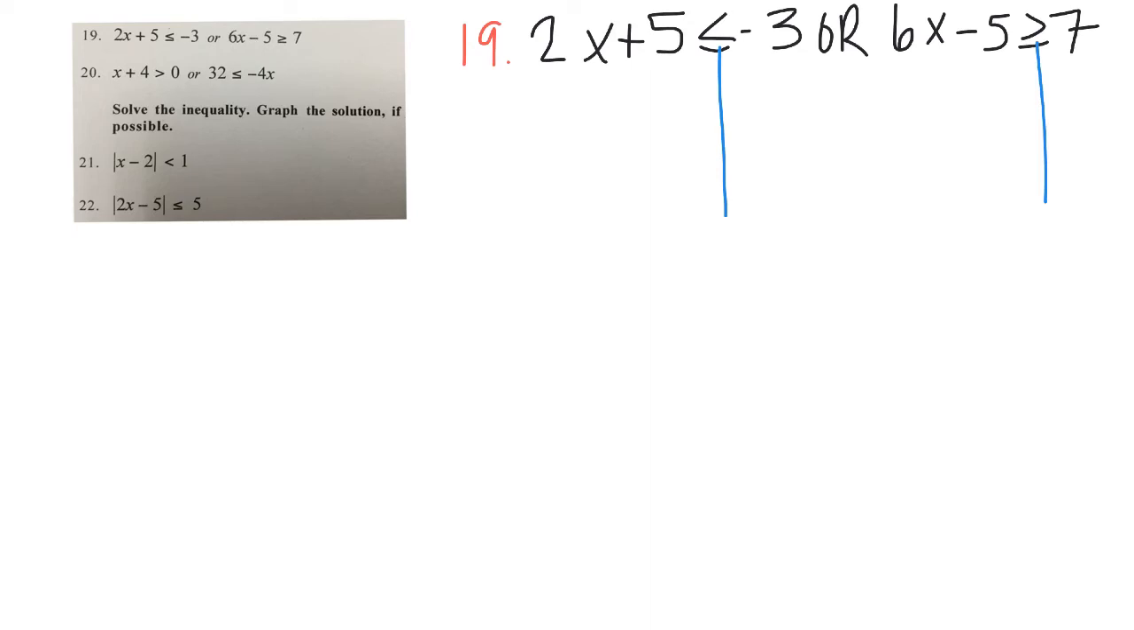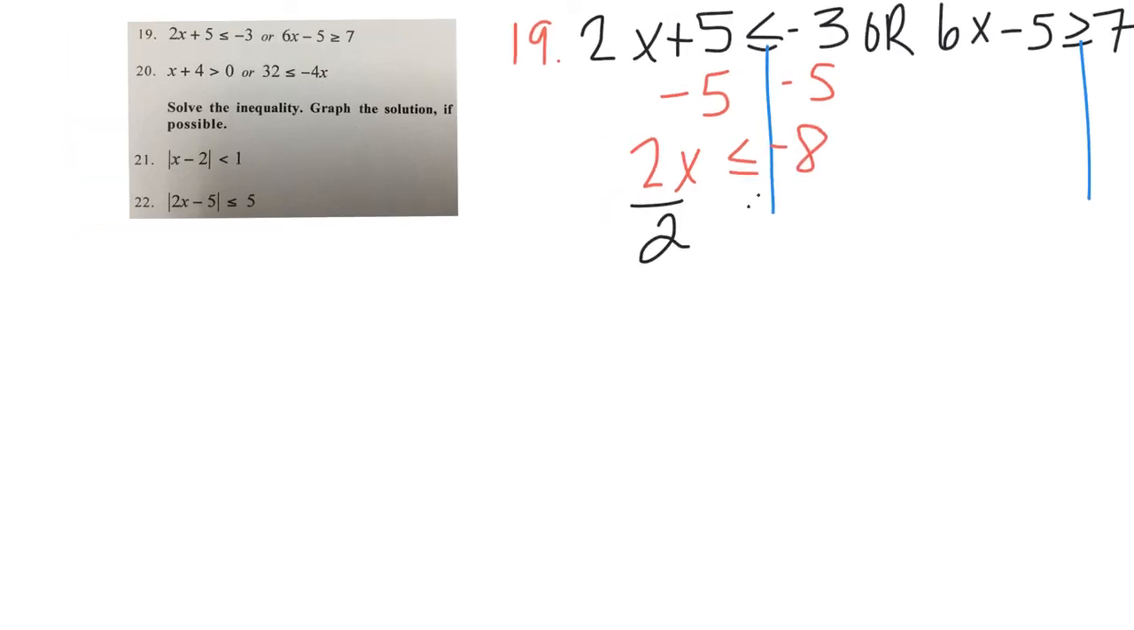We're going to subtract 5. I have 2x is less than or equal to -8. And I'm going to divide by a +2. A lot of kids make mistakes here because they think, oh, there's a negative over there, I should flip the sign. But this is not the case. X is still less than or equal to -4 because the number that I divided by here is a +2.